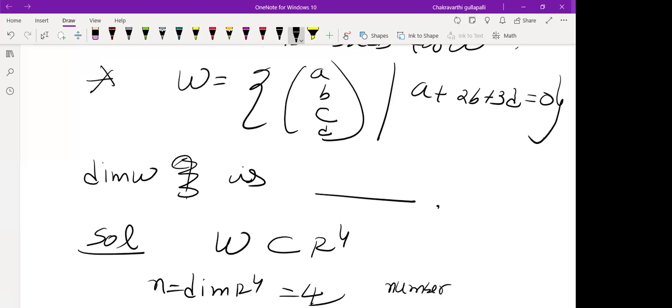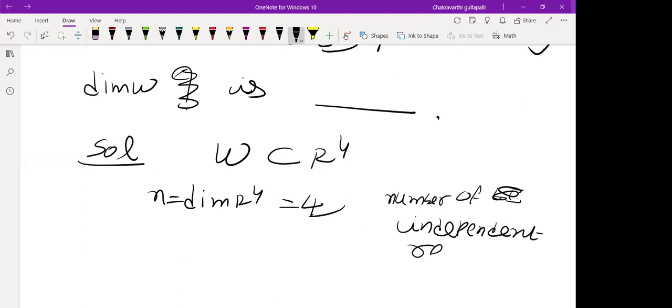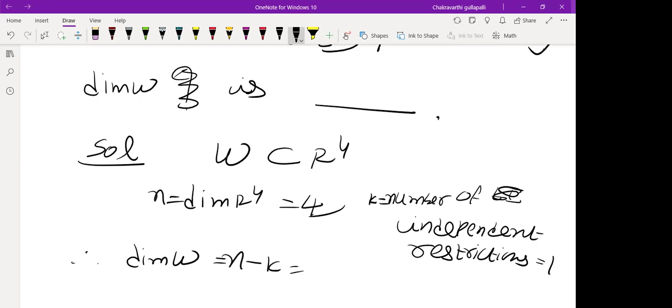Number of independent restrictions. Very important: independent restrictions. I'll tell you what this is. How many independent restrictions are there? Only one restriction. So therefore, dimension of W is equal to n minus k, that is, 4 minus 1.